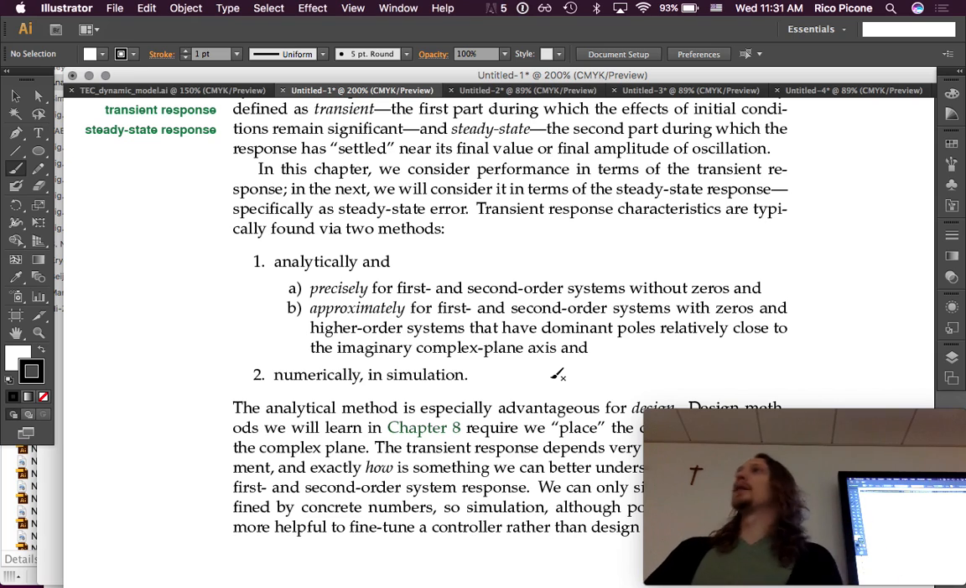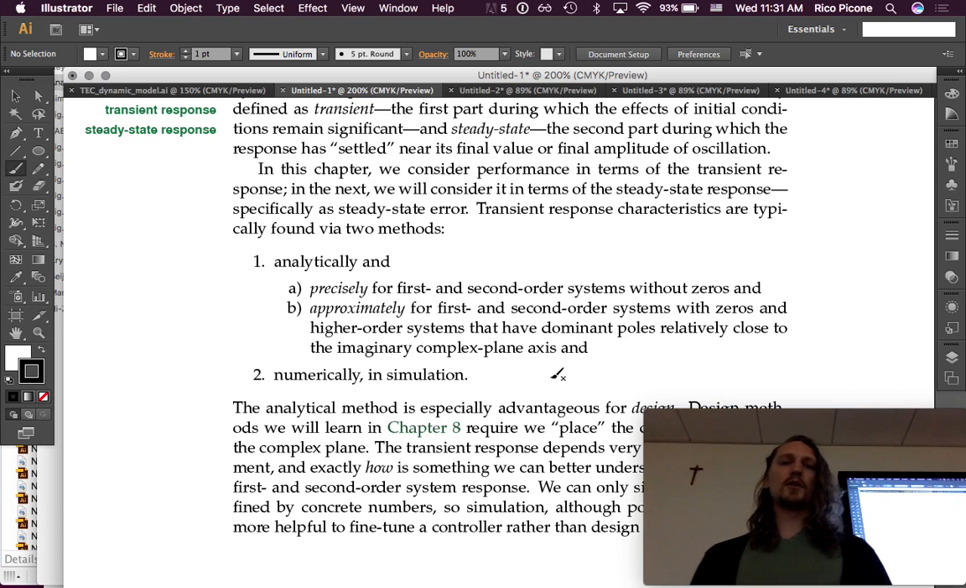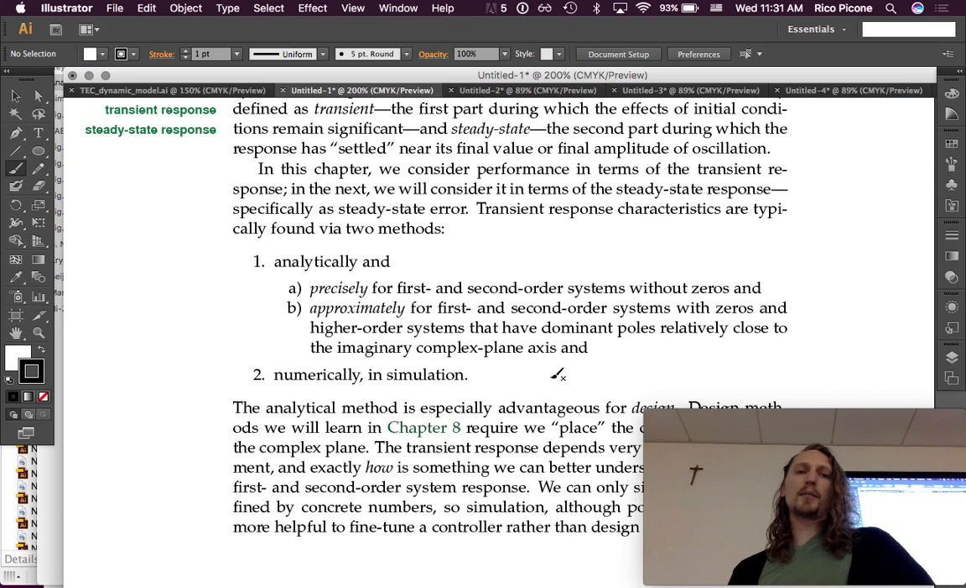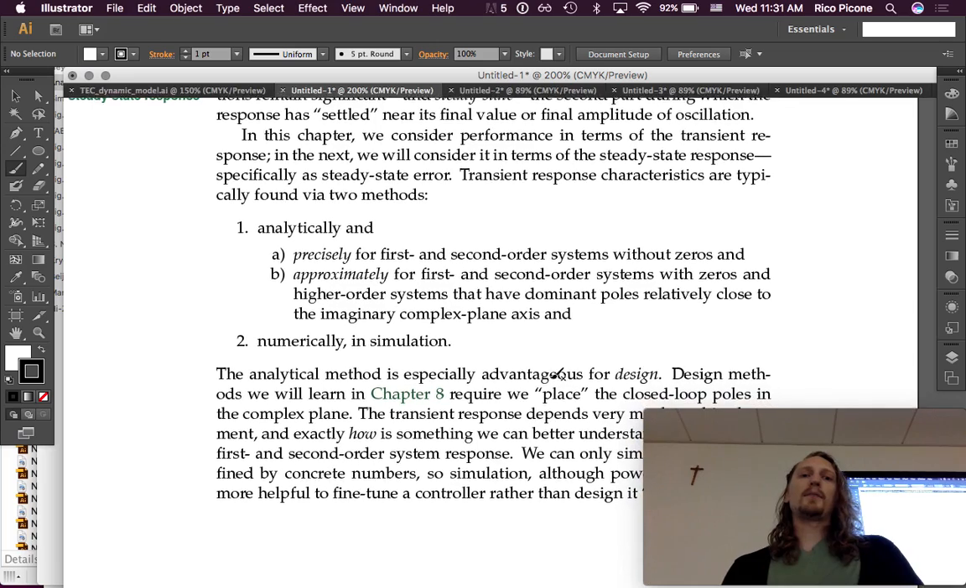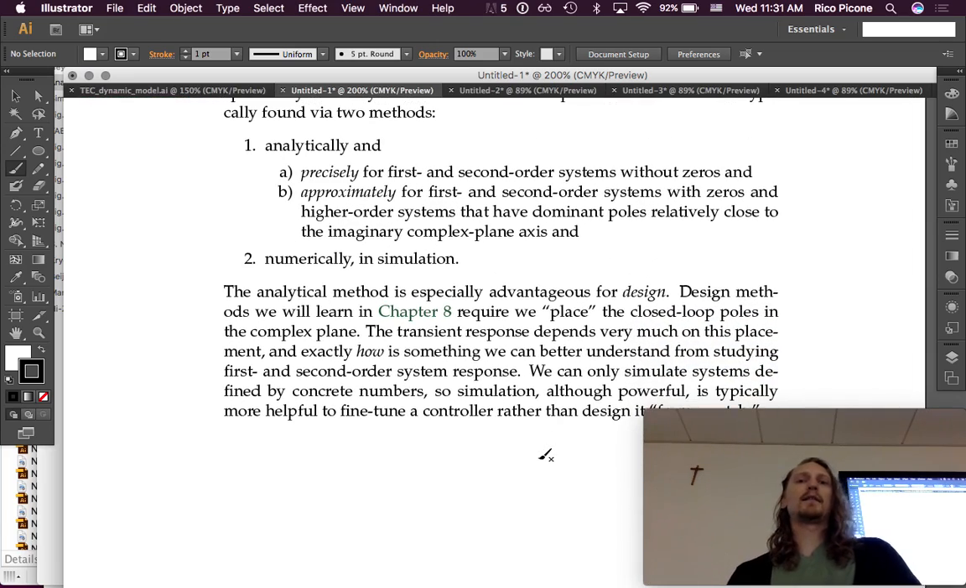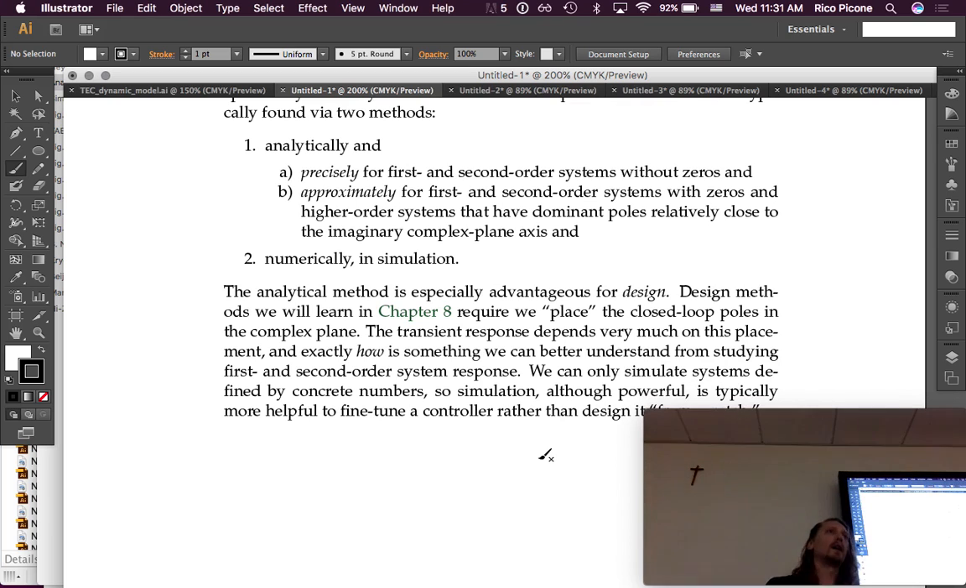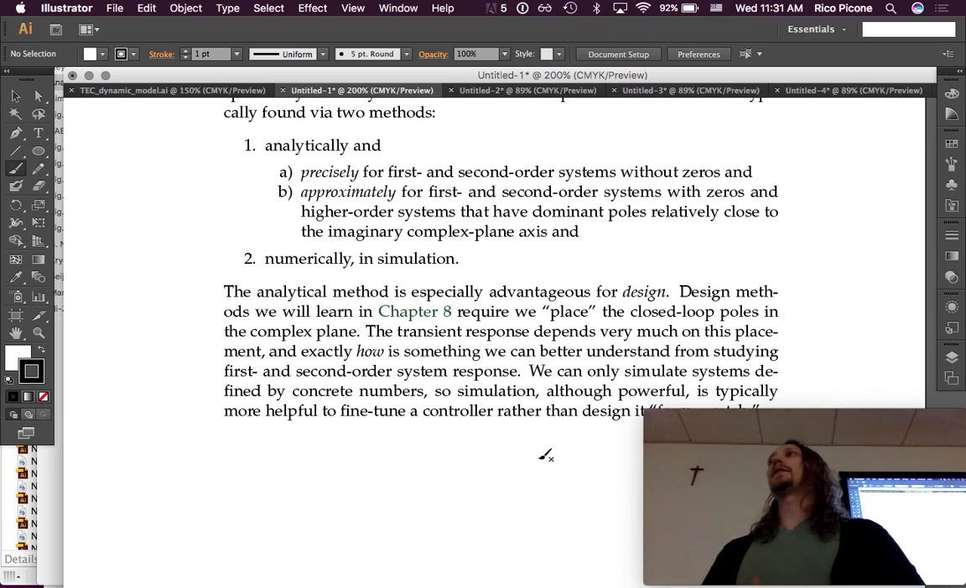So what does it mean to be relatively close? And when is it valid, when is it not, to use these analytic approximations? And then there's the numerical side. So we could do a simulation too. So those are the two ways we can evaluate how the system transiently responds to some input. The analytical method is especially advantageous for design, okay? And since we are doing control systems, we are inherently doing design. There's nothing about control systems that makes sense unless you're doing design.